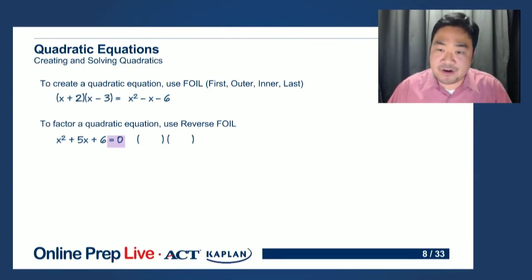And now that it's set equal to 0, we're going to do two things. The first terms, well, what two terms, when we multiply them together, get us x squared? That's the easy part, right? The x and the x, right? So you plug in the x and you plug in the x.